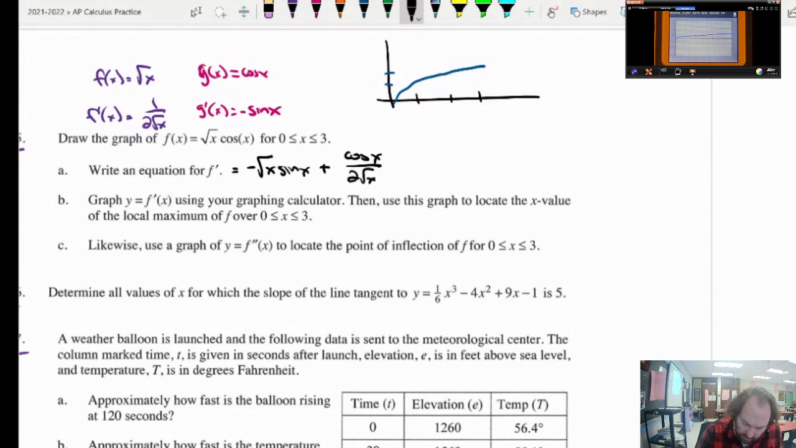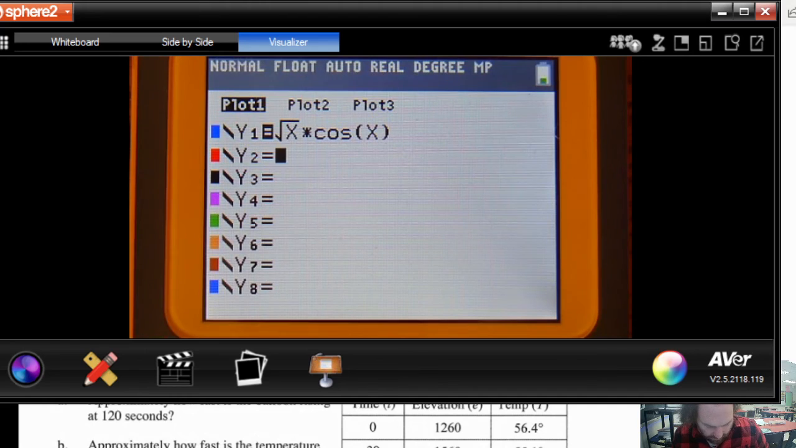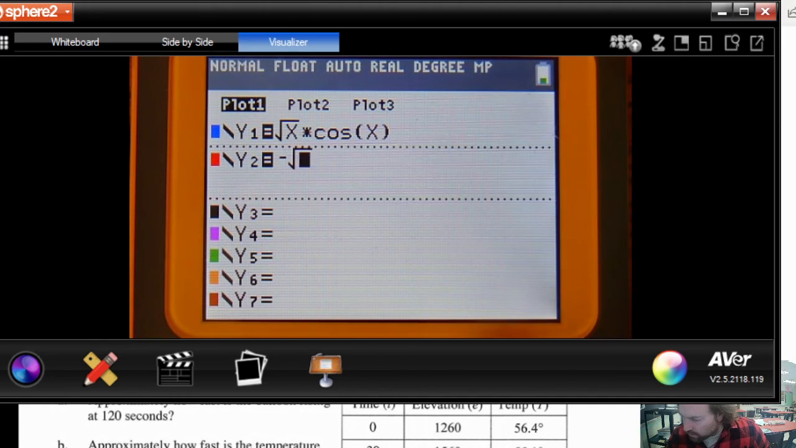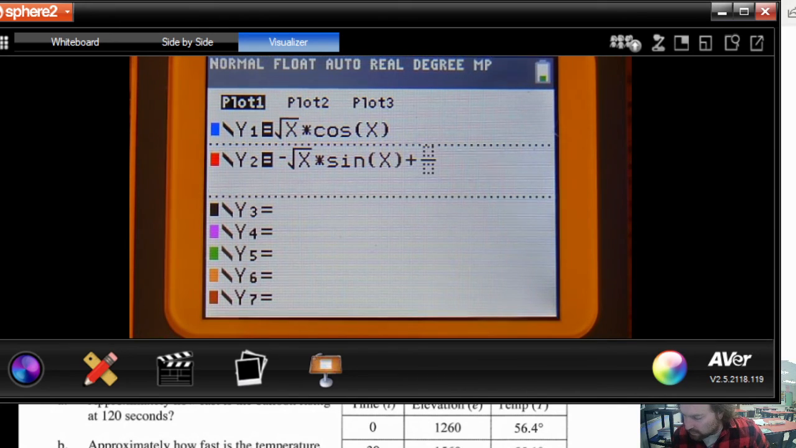If we do the multiplication, there's your multiplication for that one, and square root of x times negative sine of x is right there. We're going to graph that derivative here. I'm doing pretty well for time. We're going to carefully type it in. Negative square root of x times the sine of x. That's the first term. Plus, I'm going to put a fraction in here. It's the cosine of x over 2 square roots of x, like that.